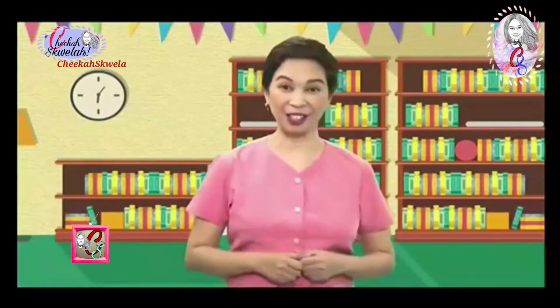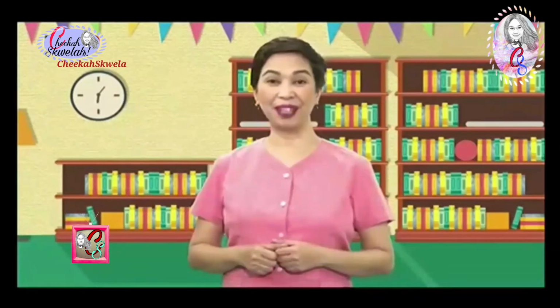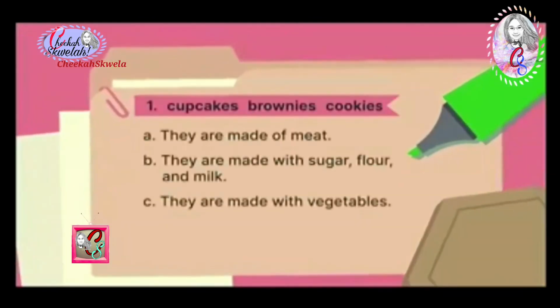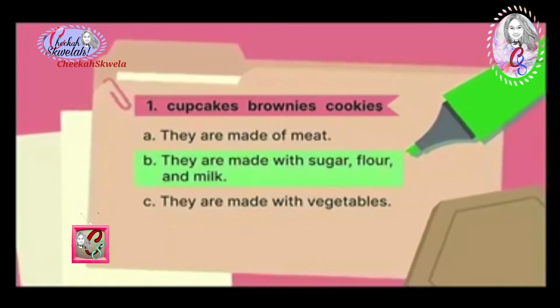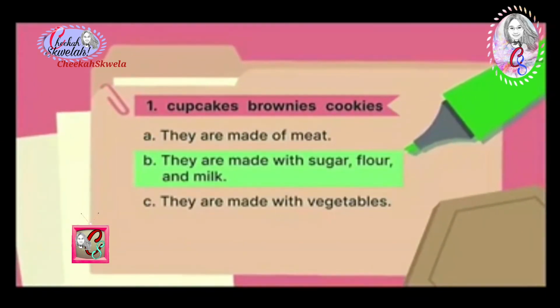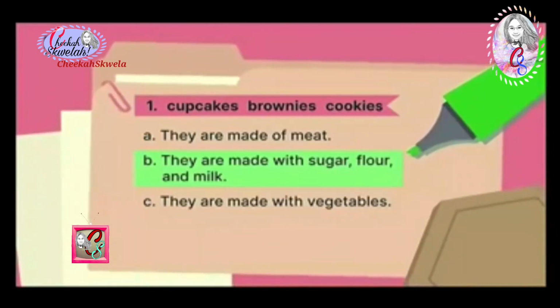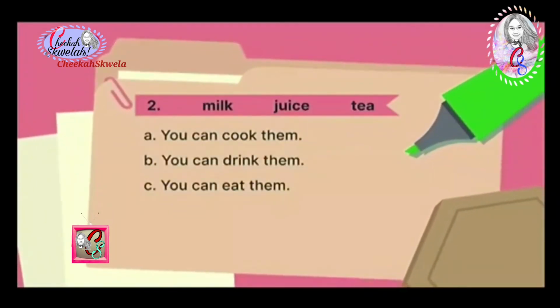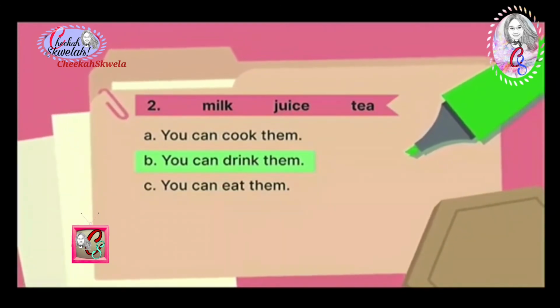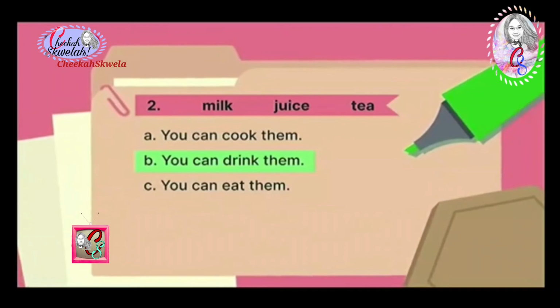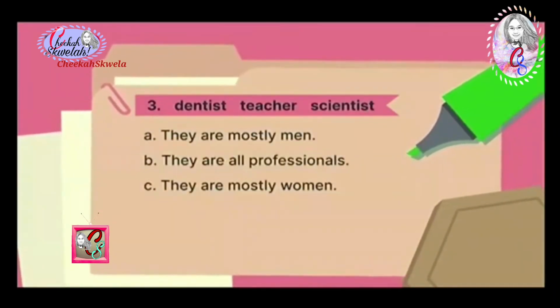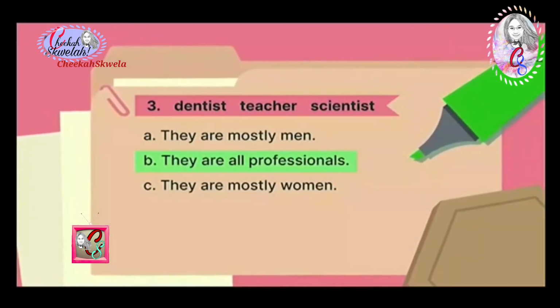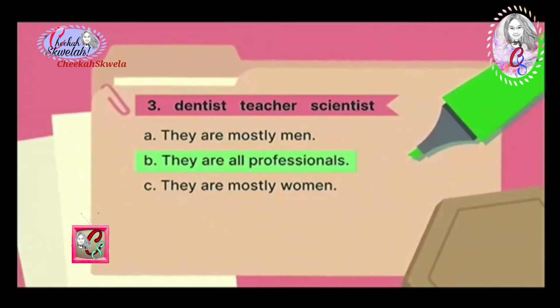Are you ready to check your answers for this activity? Great! For number 1, the answer is letter B. The group of words cupcakes, brownies, cookies, they are all made with sugar, flour, and milk. For number 2, the answer is letter B. You can drink milk, juice, and tea. For number 3, the answer is also letter B. Dentist, teacher, scientists are all professionals.